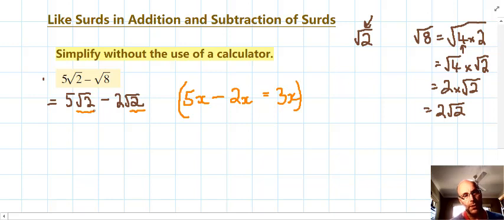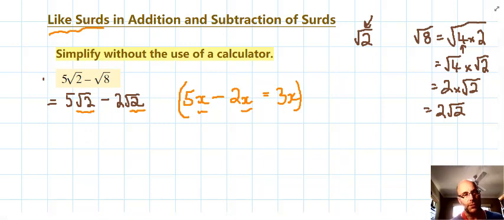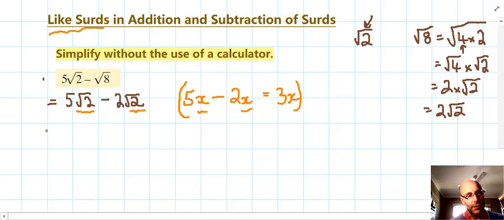Surds can be grouped in the same sort of way. So we have like terms in algebra, we have like surds with this work on irrational numbers. So we have 5 groups of something minus 2 groups of something is 3 groups of that thing. So the answer is 3 root 2. So that is simplified, and we know that because that is an integer value times a surd, in its simplest and most exact form. So that's finished. So the answer to that is 3 root 2.